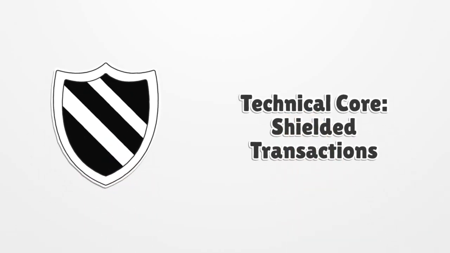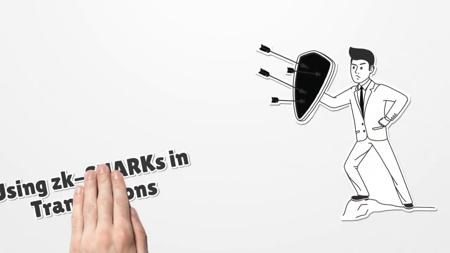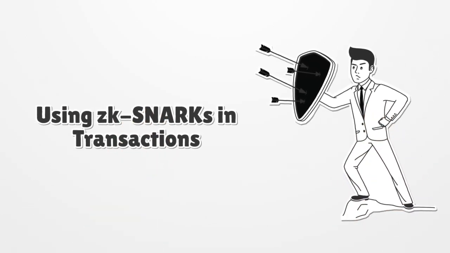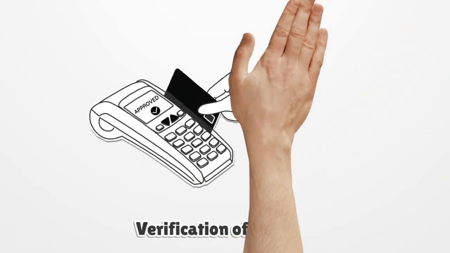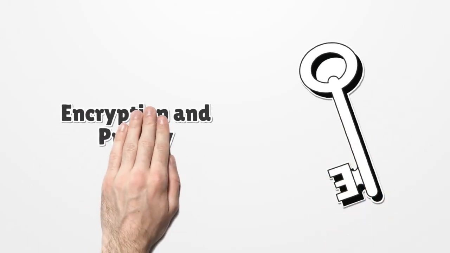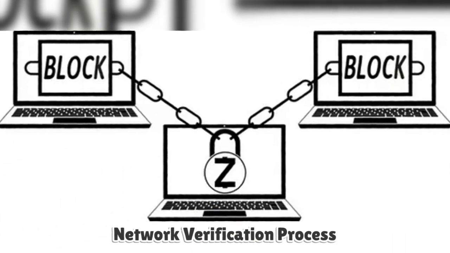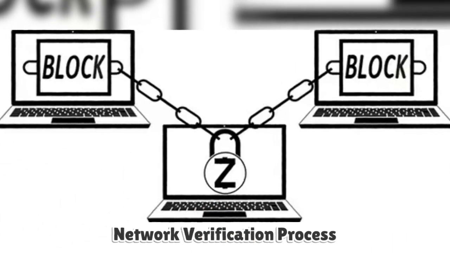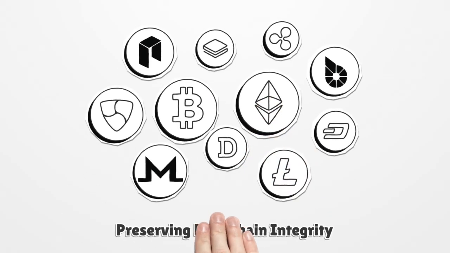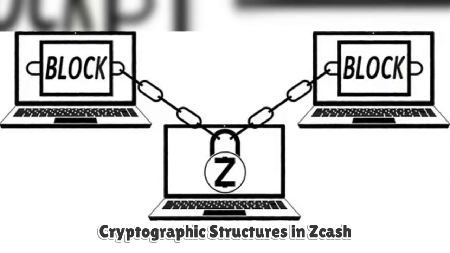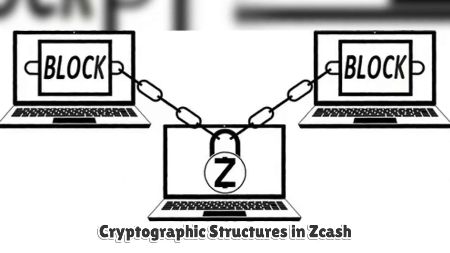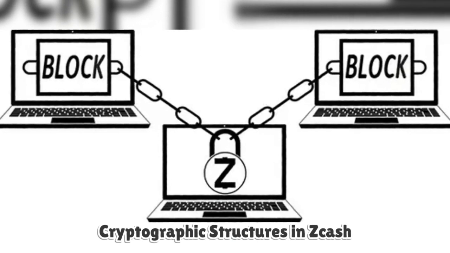The technical core of Zcash is the shielded transaction. In a shielded transaction, the sender uses a zk-SNARK to prove the validity of the transfer. The proof ensures that the inputs are valid and unspent, that the amounts balance, and that the spender is authorized. The actual values and addresses are encrypted and never revealed publicly. Nodes in the network verify only the zero-knowledge proof and update the ledger accordingly. This preserves the integrity of the blockchain without leaking sensitive information. To support this, Zcash introduces special cryptographic structures such as commitment schemes and Merkle trees to represent coin states and ensure that double spending cannot occur.